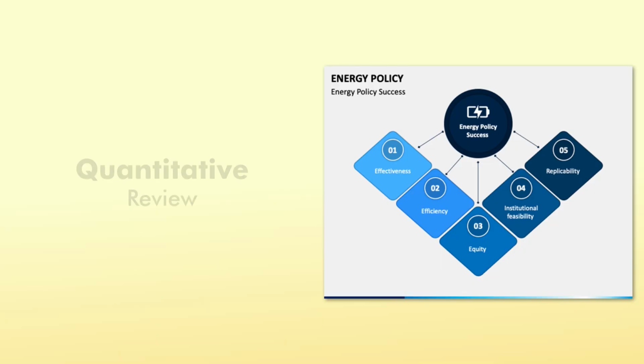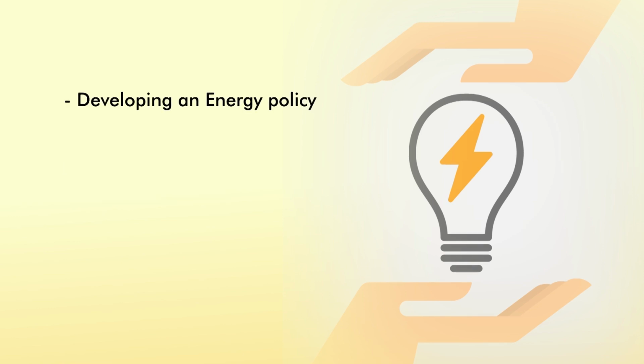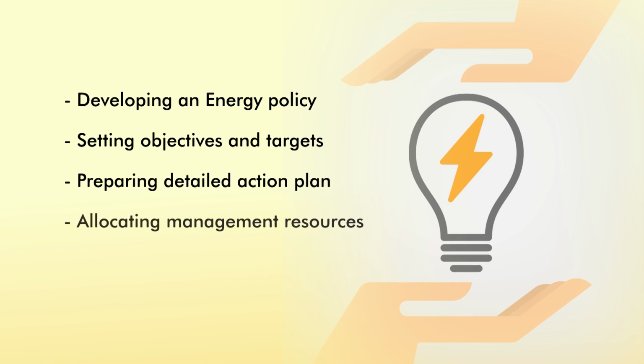So, when we talk about MIS, it is a kind of software which will generate quantitative review and qualitative review. Next, we will talk about energy policy and planning. When we talk about planning, it involves different stages such as developing energy policy, setting objectives and targets, preparing detailed action plans and allocating different management resources for the purpose of achieving the targets. It also involves management techniques to adopt and implement the particular policy.